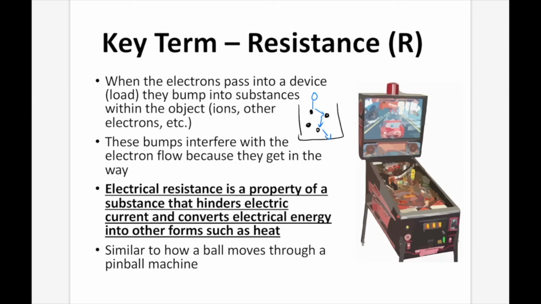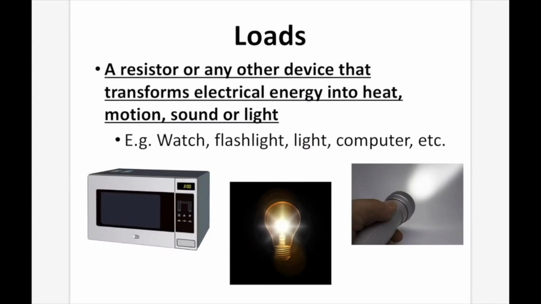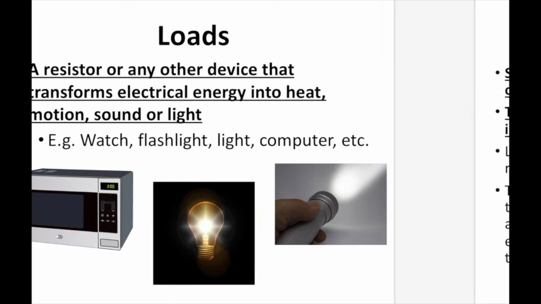Electrical resistance is a property of a substance that hinders electric current and converts electrical energy into other forms, such as heat. The more bounces here, 1, 2, 3, the more heat that would be generated. And this is again similar to how a ball is going to move down our Plinko machine or through a pinball machine. Loads. A resistor or any other device that transforms electrical energy into heat, motion, sound, or light is called a load. So examples include things like watches, flashlights, lights, computers, etc.